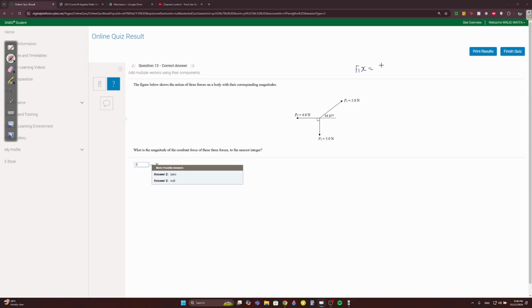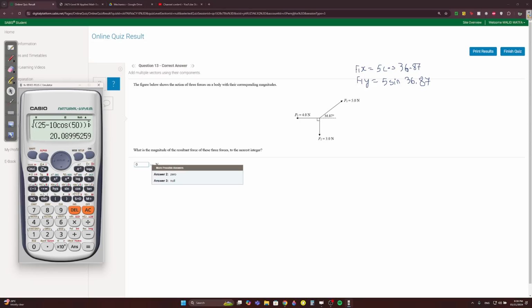So we're going to get F1x. It's 5 cosine 36.87. And F1y will be 5 sine 36.87. Let's do this on our calculator. You're going to get, let's round it up, F1x is equal to 4. F1y should be 3. I think it should be 3. If this is 4, 36.87. Yeah, 3.